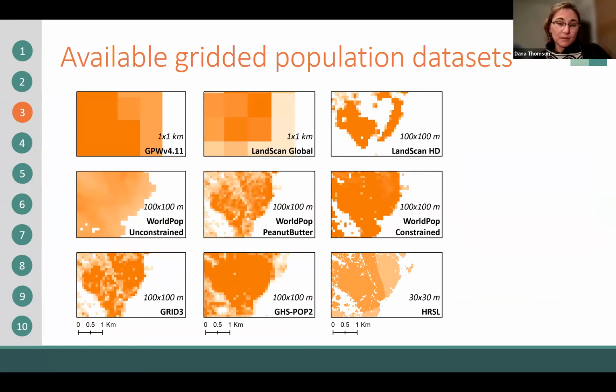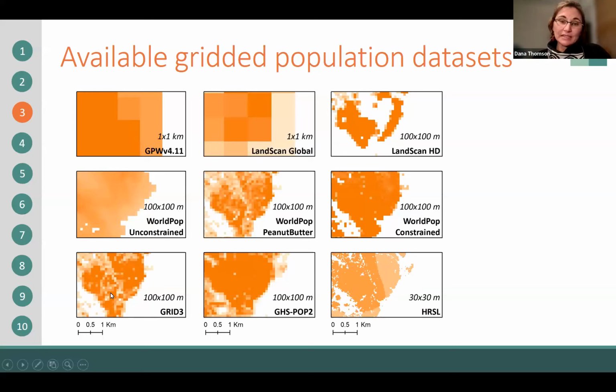But you'll notice all these maps are zoomed to the same exact area. It's a small area, downtown Lagos, Nigeria, along the waterfront. And you will see a lot of variation in these maps. In the top left, you will see a few data sets that have very large grid cells. These are 1 by 1 kilometer. In the bottom right, you see a data set that actually has 30 by 30 meter grid cells. That's about the size of a building.